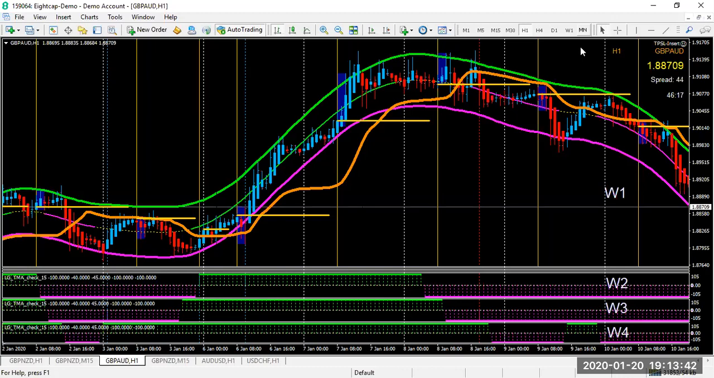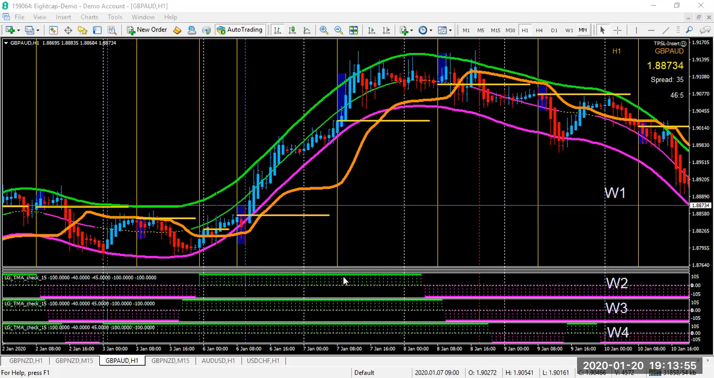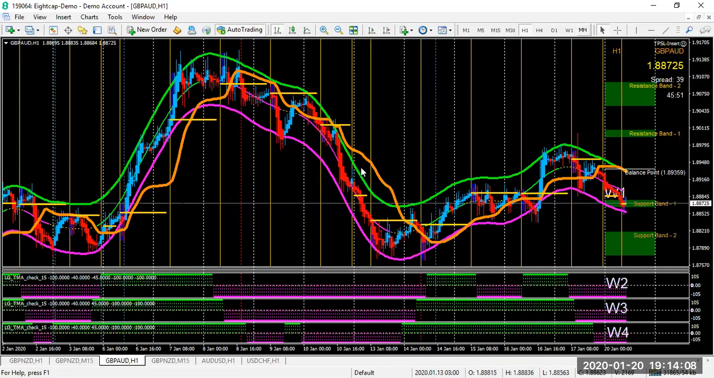So criteria is windows 3 and 4, and window 2 is matching. Window 2 is just a matching bonus, and it gives additional support that there's momentum in that direction. Okay, so continuing on with that week.